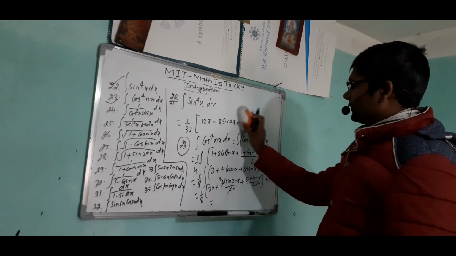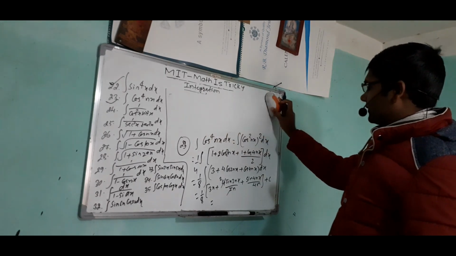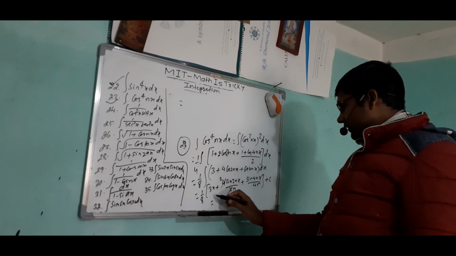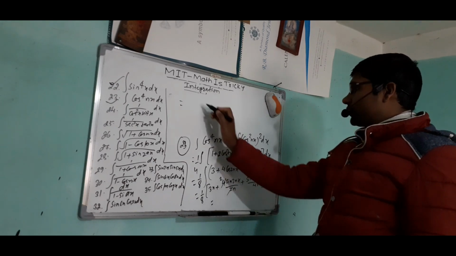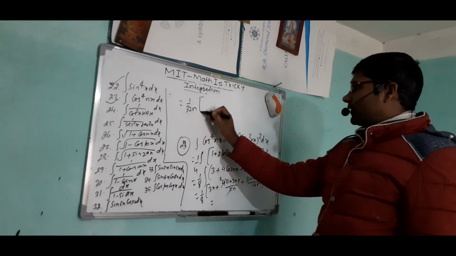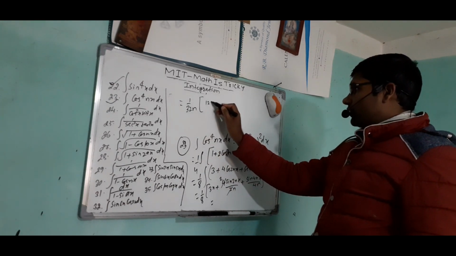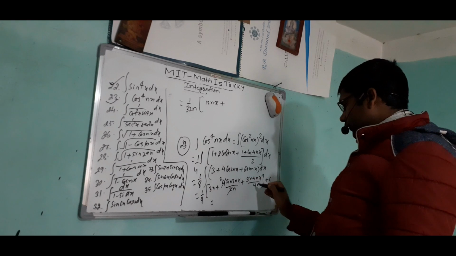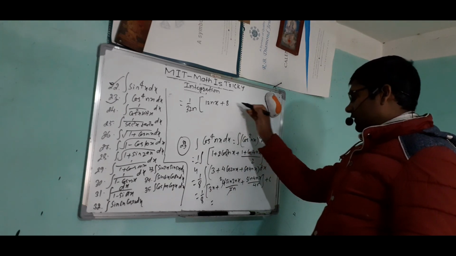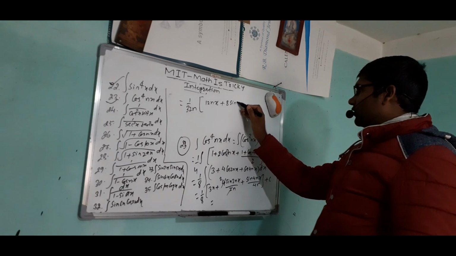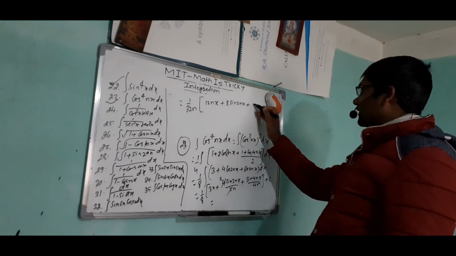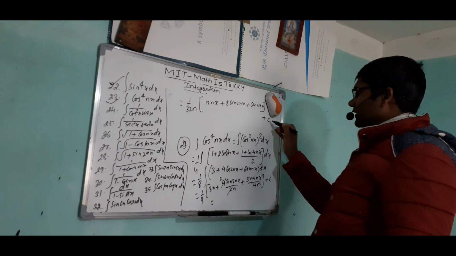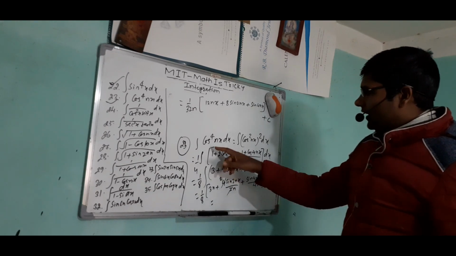If you simplify this, similarly we can write the answer: 1/(32n) times (12nx + 8 sin 2nx + sin 4nx) plus c. This is our answer. So hope you have understood what actually I did here.